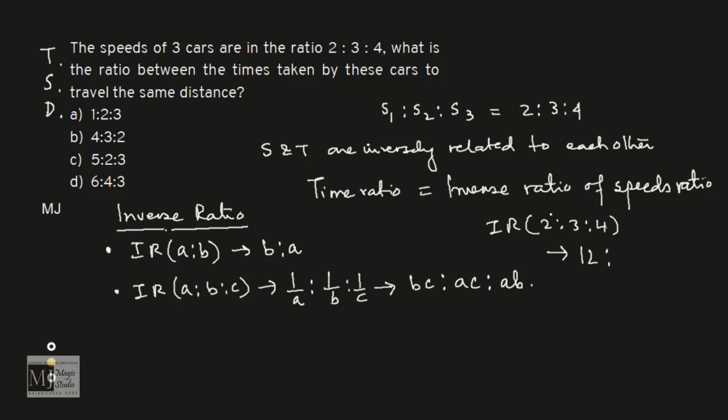B into C is 12, A into C is 8, and A into B is 6. So time ratio is inverse ratio of speed, 2:3:4, that is 12:8:6. Since HCF is 2 in these ratios, I'll divide this by 2. It would be 6:4:3, and that would be the time taken ratio. Option D. Don't mark 4:3:2. No, this may be the mirror image ratio, but not the inverse ratio. Inverse ratio is 6:4:3, and that is the time ratio. We can use inverse ratio anywhere and everywhere, wherever two variables are inversely related to each other.